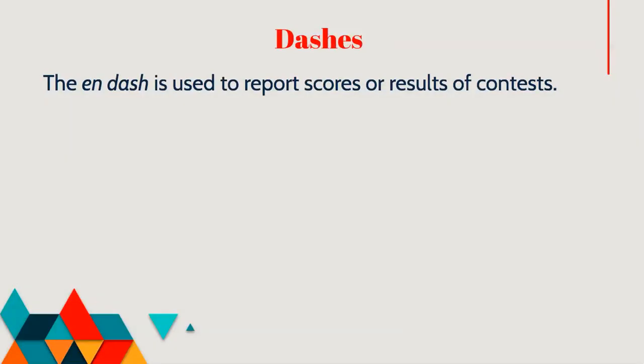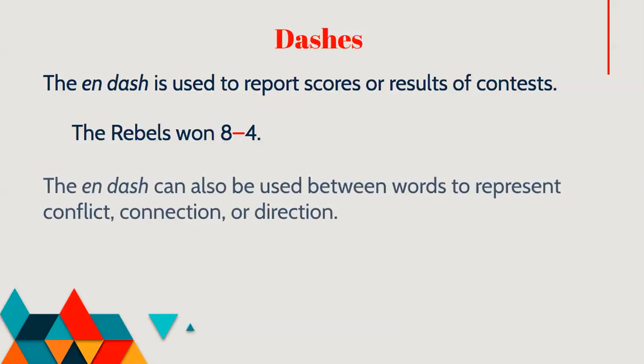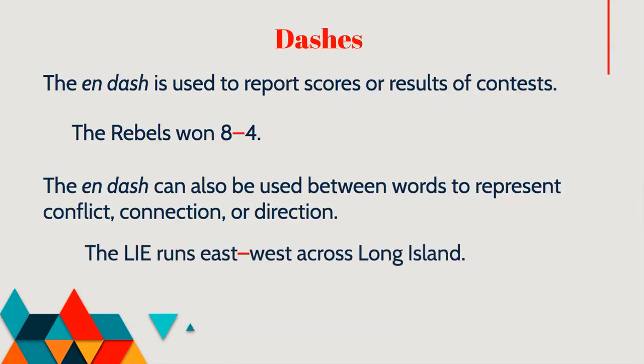The N dash is also used to represent scores or results of contests. So again, people often use a hyphen to show a score. You really should be using an N dash. And it can be used to connect words, between words that represent conflict, connection, or direction. So here is an example of that.